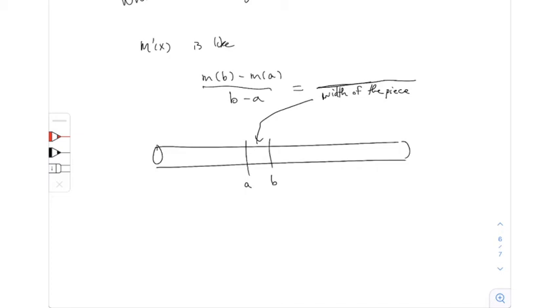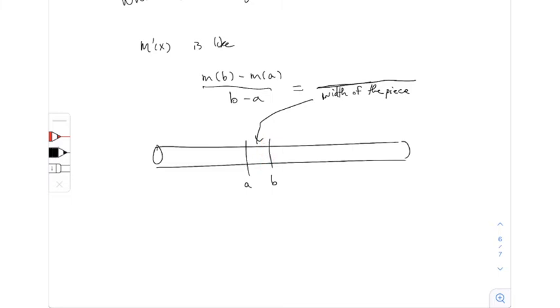Anyone still with me? What does m of b minus m of a represent in this case? The m of b would represent the weight of the whole thing from the left end up to b, and the m of a would represent the weight of the whole thing up to a. Yeah. It's the weight of that section between a and b, right? If I take the whole weight from the left all the way up to b, and then I subtract off the weight from the left all the way up to a, what remains is the weight of just this little bitty piece from a to b.